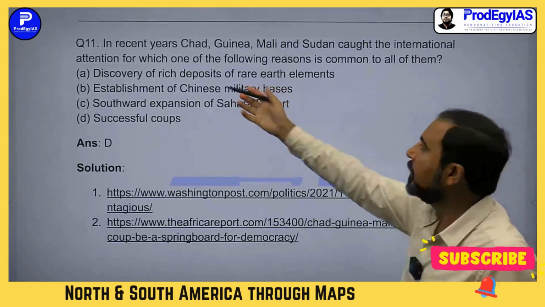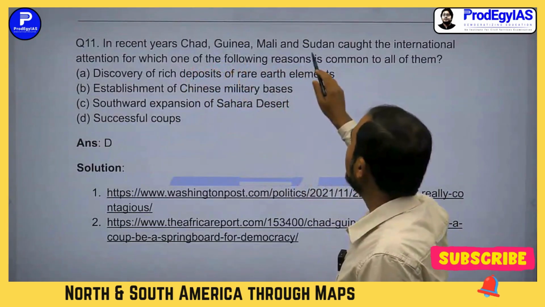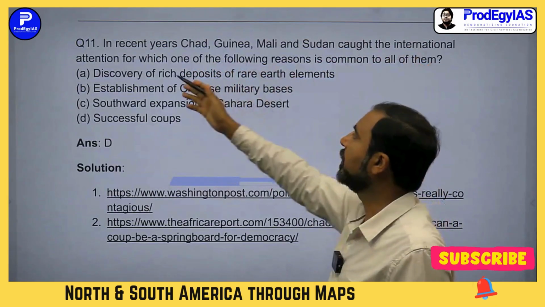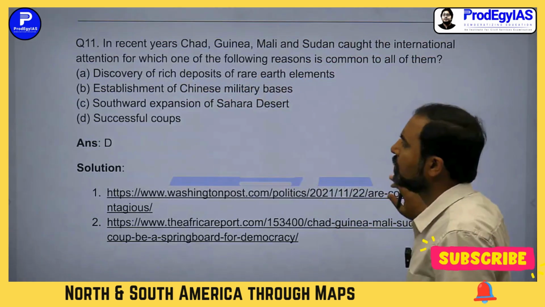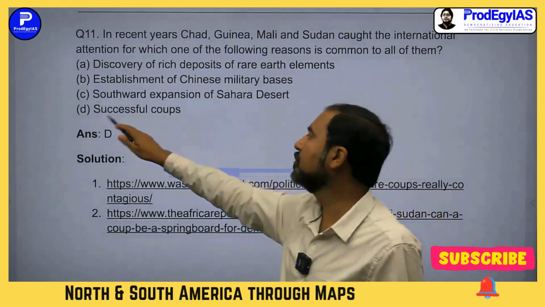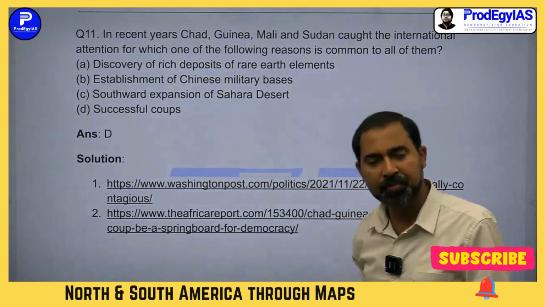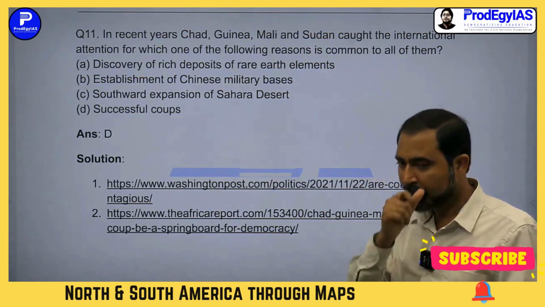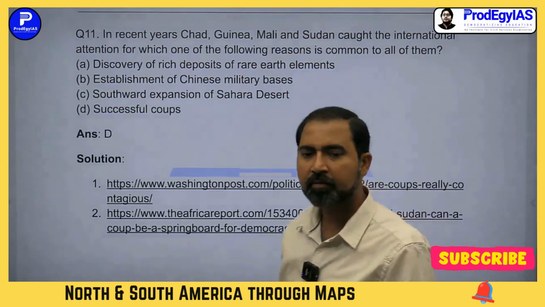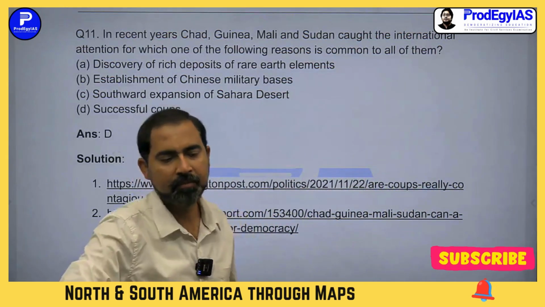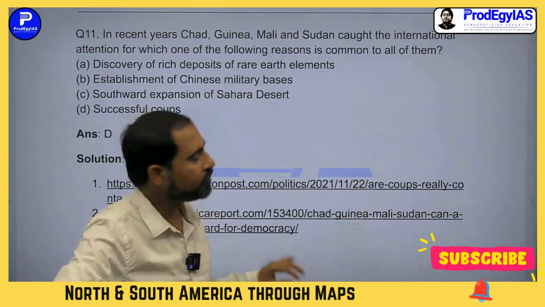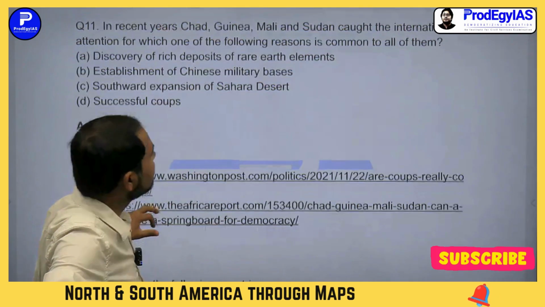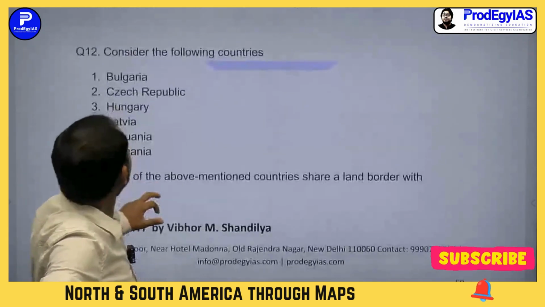Again, in recent years, Chad, Guinea, Mali, and Sudan caught international attention for which one of the following reasons? So all these regions have been in news for the coups over there. Because when governments fail, military overpowers them, right? So those armies rule those nations, like in Pakistan.